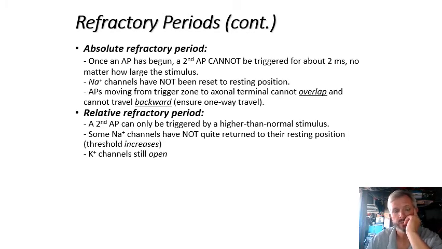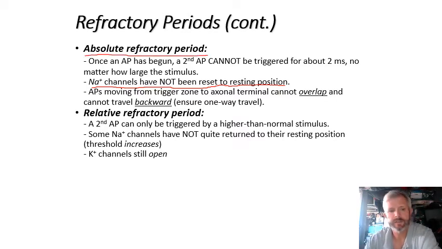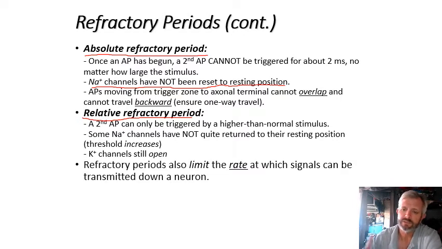So that's the reasoning for the absolute refractory period: the sodium channels have not been reset to the resting position, they cannot open, and I cannot have an action potential. In the relative refractory period, the channels are now reset, or at least enough of them have been reset that they can open and I can have an action potential. The other key for the relative: I had to have a bigger stimulus.